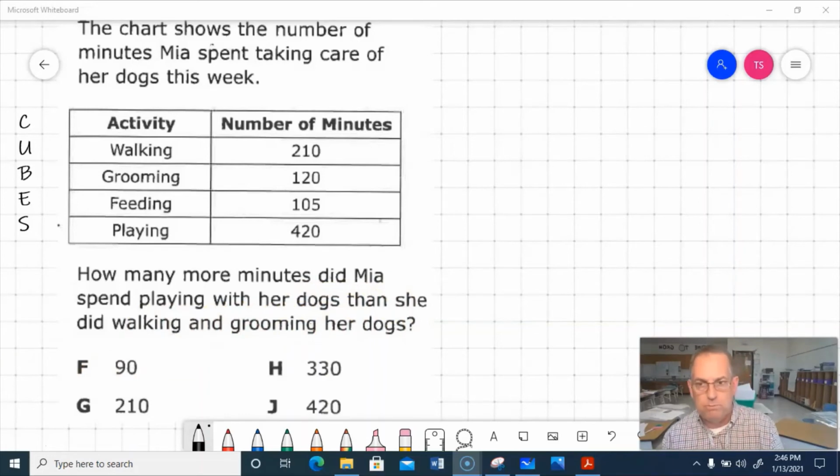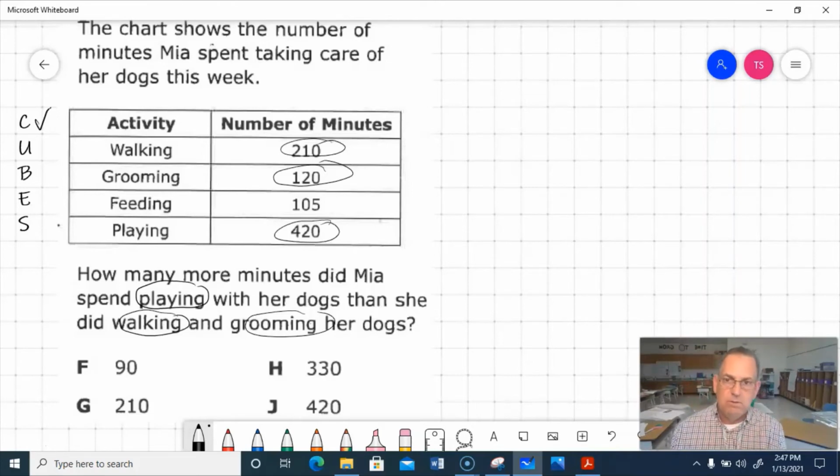So I'm going to circle the important information. I'm going to go down here in the question because it asks pretty specific. I just want to pick out the stuff that's important. It's asking about the time that she spent playing with her dog and the time she spent walking and grooming her dog. So it looks like the walking is 210 minutes, the grooming is 120 minutes, and the playing was 420 minutes. That looks like all the information that's important to solve the problem. I didn't need to know about feeding because it didn't ask anything about feeding. But I'll go ahead and underline the question.